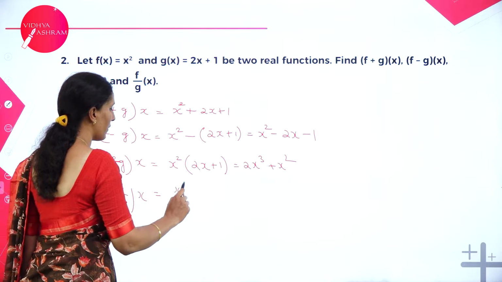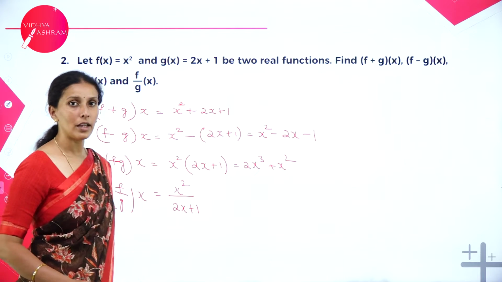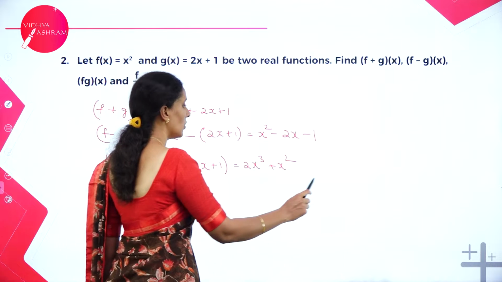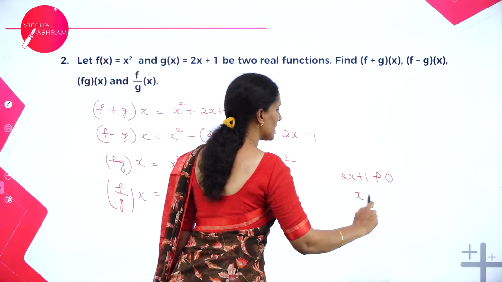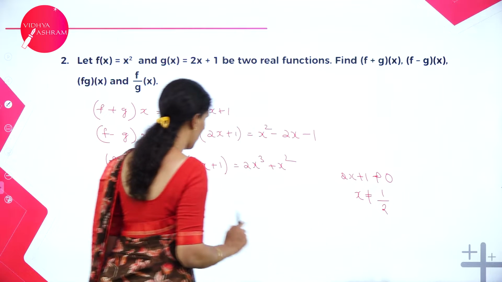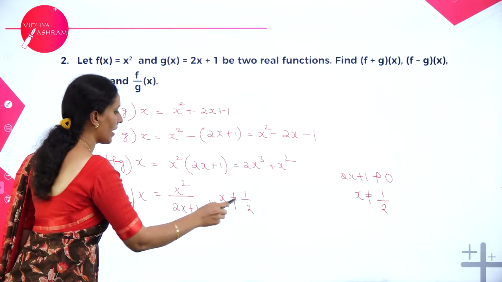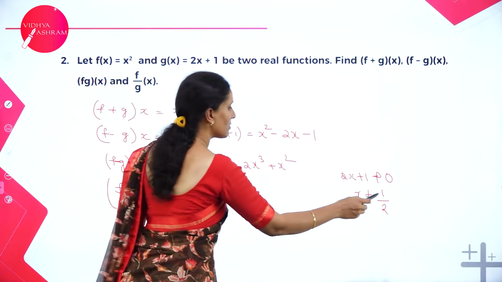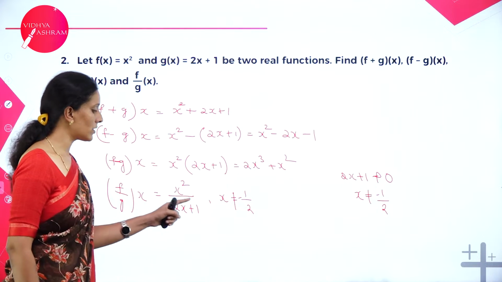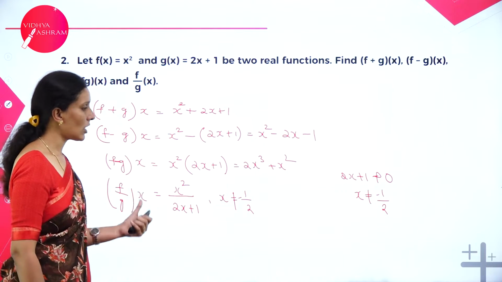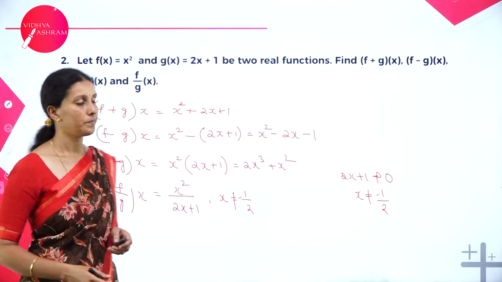Next we have f over g of x. So that is in the form of x square by 2x plus 1. The condition is here, the denominator cannot be equal to 0. That is, 2x plus 1 cannot be equal to 0. That means x cannot take the value minus 1 by 2, because we have plus 1, so it is minus 1 by 2. x cannot take the value minus 1 by 2 because then the denominator becomes 0. So this is how we will define the operations on two real functions.